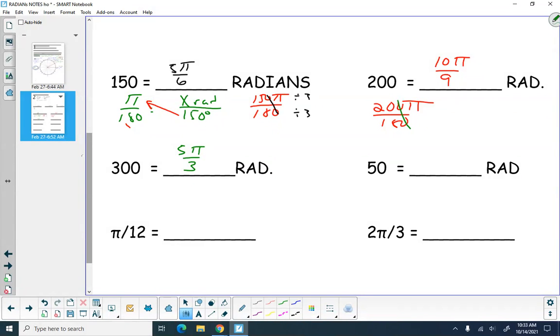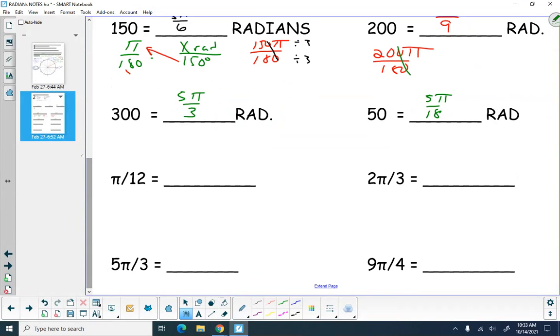50 degrees. Talk about 50 degrees. Janae, what do you have? 5 pi over 18. And once again, leave it in terms of pi. Leave your solutions in terms of pi.